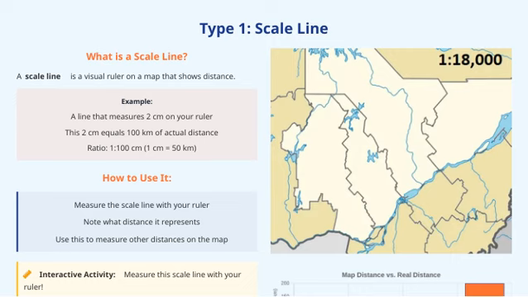Now, how do you use it? It's simple. First, measure the scale line with your ruler. Then, note what real-world distance it stands for. After that, you can use that same scale to measure other distances on the map. Just apply the ratio you've learned. And here's a fun part.